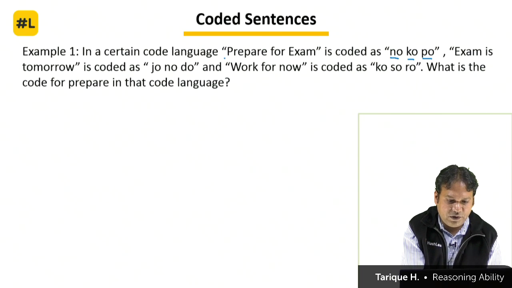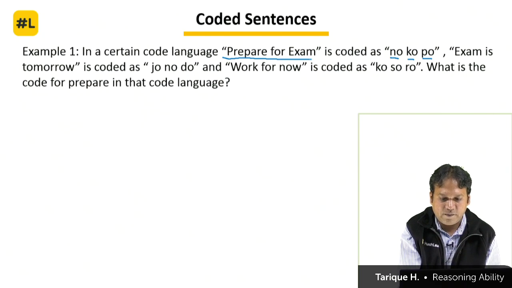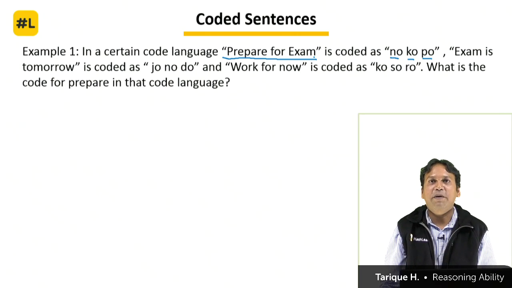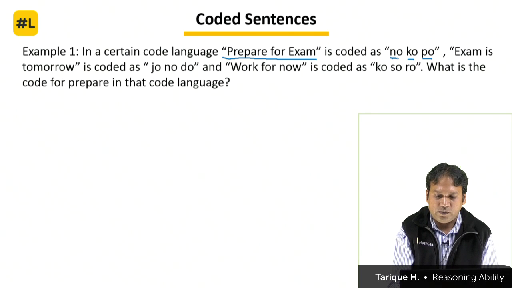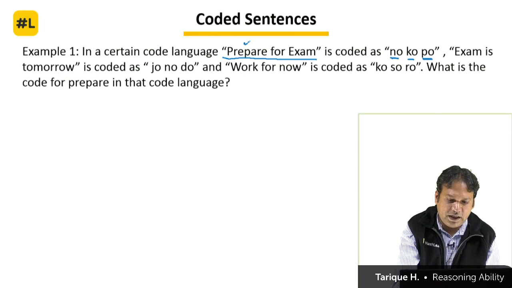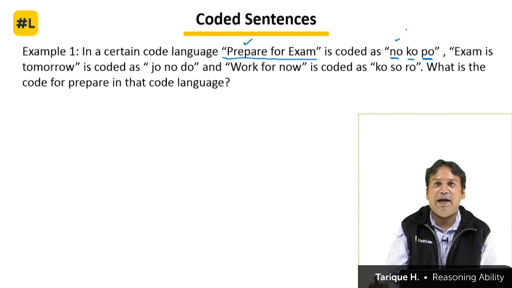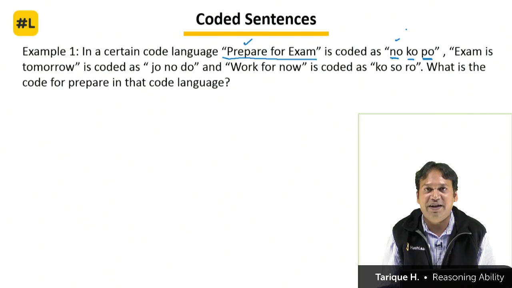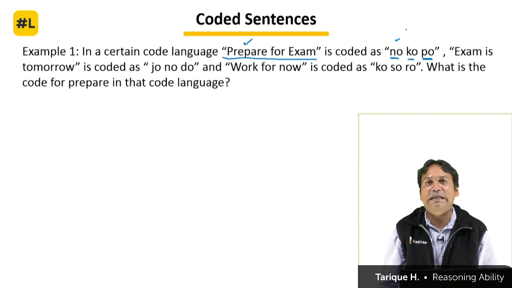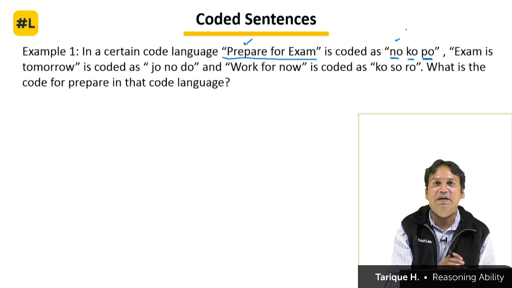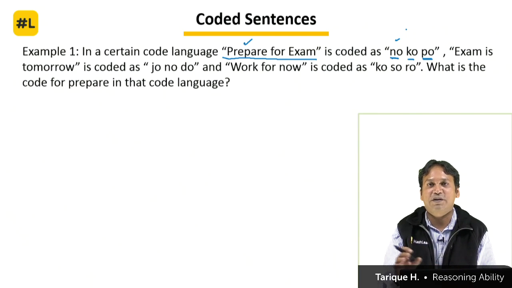So this sentence is given to you, prepare for examination, and prepare for exam is coded as no co po, NO KO PO. Does it mean that prepare is equal to no? If that was the case, then there would be no question at all, right. So it is not going to happen just like that, that we just match the first word in the sentence with the first code in the coded sentence. What we have to do is we have to solve by comparing other sentences and their codes.